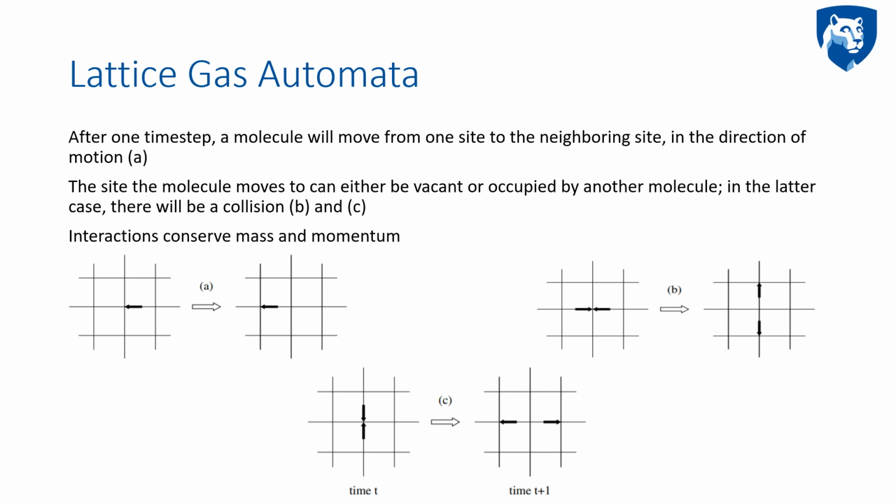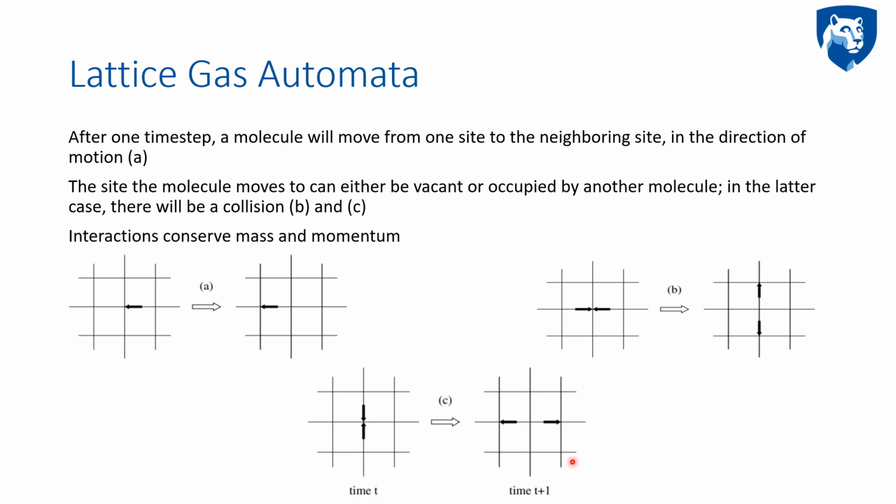After each time step, the molecules will start to move to their neighboring cells. And one of two things can occur. Either the neighboring cell can be vacant, in which case the molecule will just move on to the next cell, like shown here in A, or the neighboring cell can have another gas molecule there, in which case a collision will take place, like shown here in B and in C.